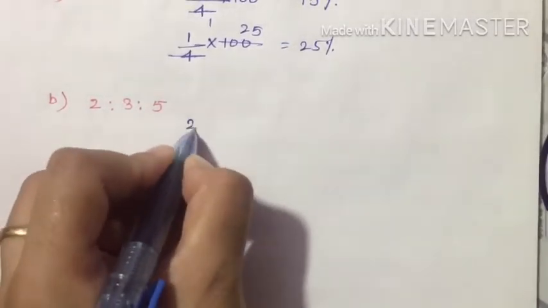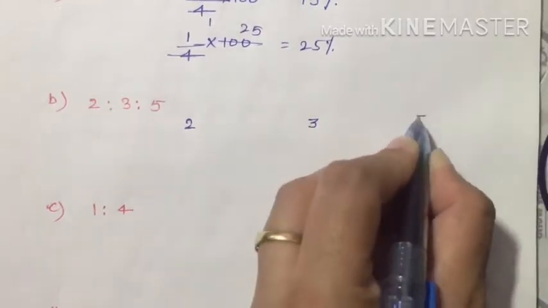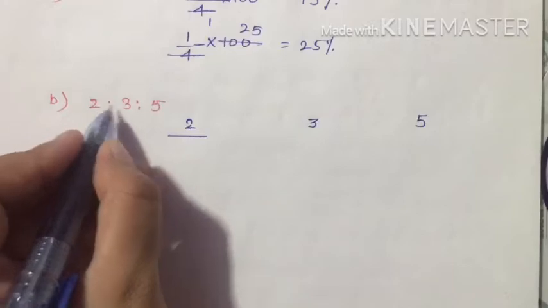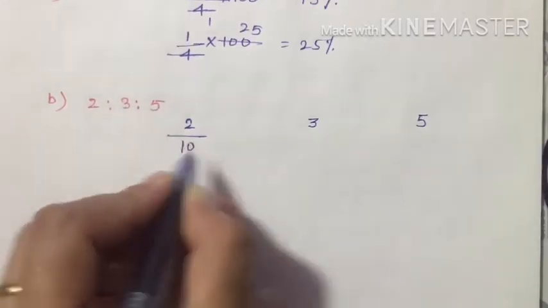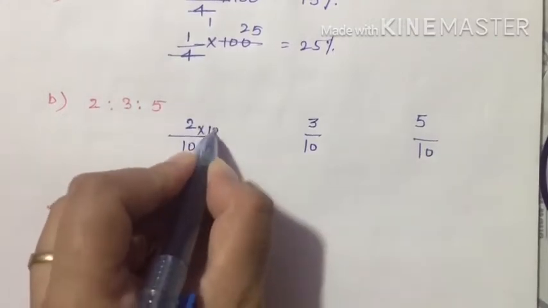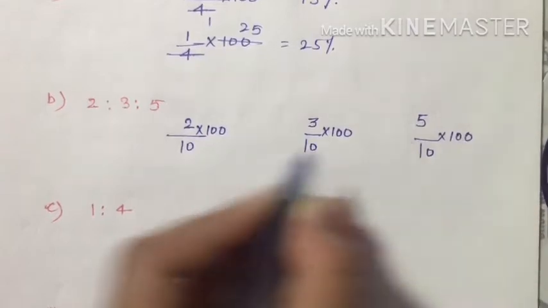First I will write 2 here, then I will write 3 here and I will write 5 here. See, 2, 3 and 5. Total of all these three: 2 plus 3 is 5, 5 plus 5, 10. Here also I will write 10, here also I will write 10. Multiply by 100 because we want to know the percentage.